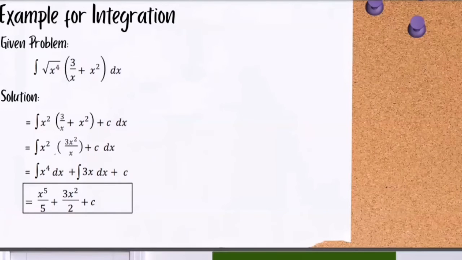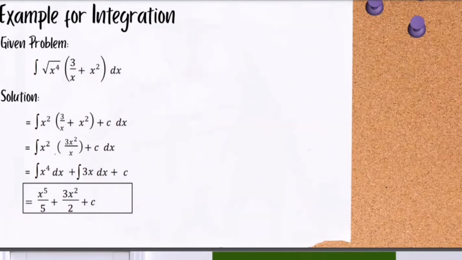And next, we have to solve what's inside the parentheses. And since x squared has a denominator of 1, what we're going to do is just add both. So 3x squared over x. And then next we multiply x squared times 3x squared over x. And that would give us the integral of x to the 4th power plus 3x plus c. Now what we're going to do here is apply Theorem 2, which is also called the reverse power rule.